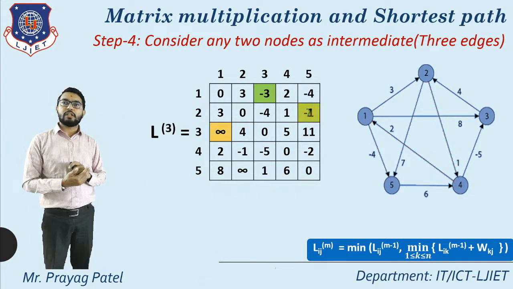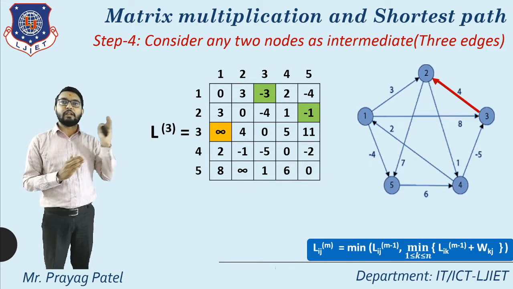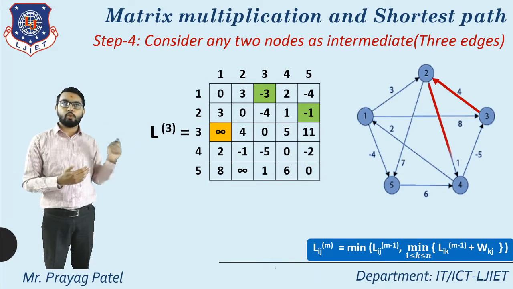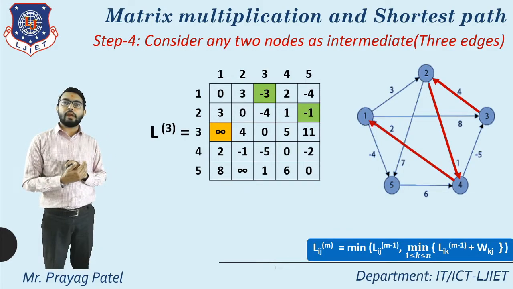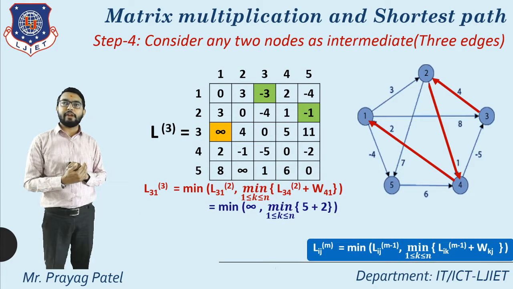Now consider the next location, location 3, 1. In location 3, 1, consider the distance from 3 to 1 according to two nodes as intermediates: 3 to 2, then 2 to 4, then 4 to 1. So here consider 2 and 4 as intermediates, and the distance is the minimum of infinity and the minimum of 5 plus 2 equal to 7.